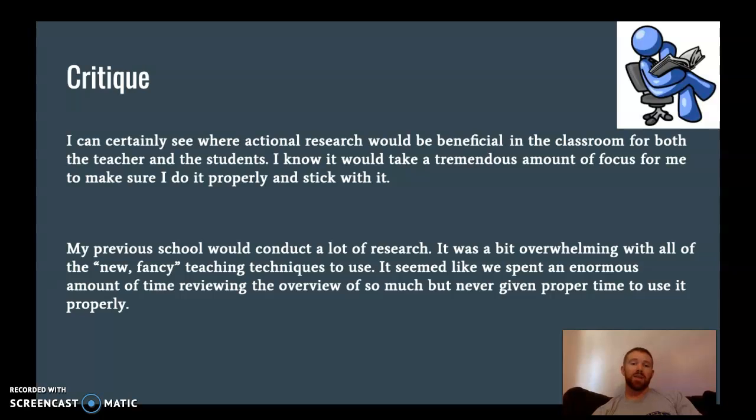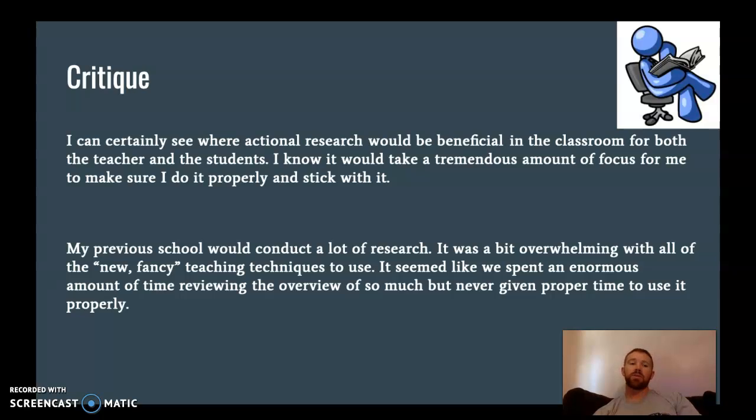So when it's not something that's required, then it becomes kind of a back burner type issue. And I can see where personally I wouldn't do a good job of holding myself accountable to keep action research in the forefront of my plans.